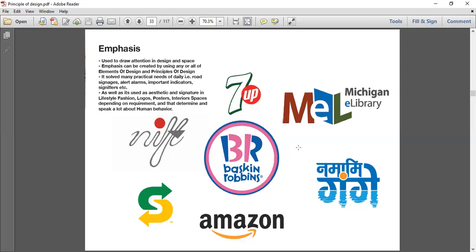You notice the red color symbol from far away. When you are passing by with your car near that board, you will look and notice, okay, this is NIFT. Oh, I heard about NIFT, a college for fashion design. And okay, Baskin Robbins again.